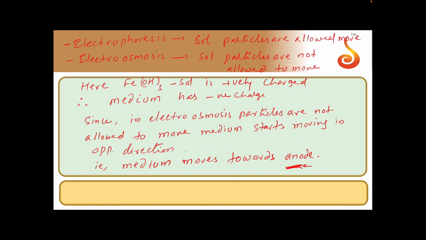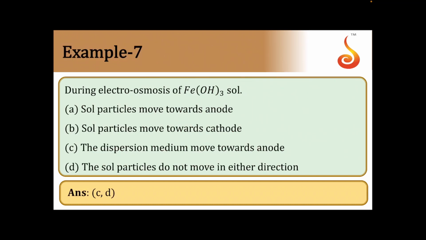And the medium moves towards anode. That implies the options are: medium moves towards anode and particles are not allowed to move in either direction. So, C and D is the answer.